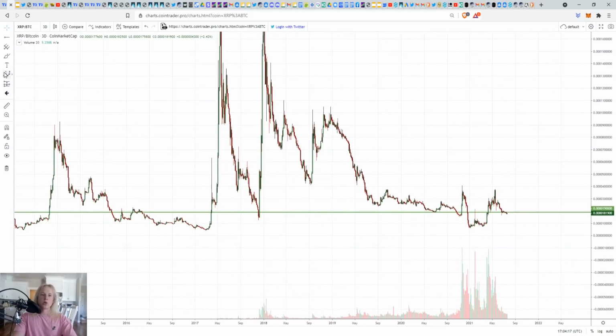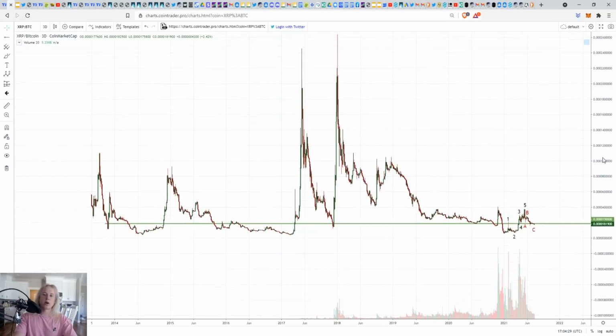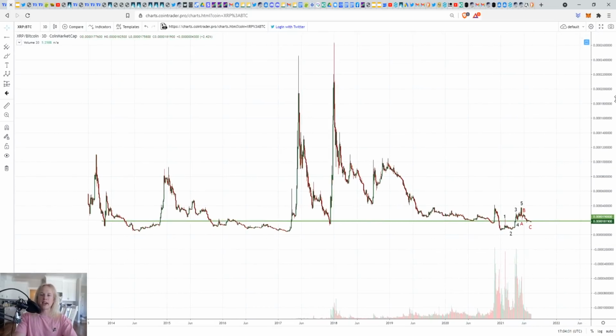Now, guys, what we can see forming here is a very clear impulse. 1, 2, 3, 4, and a 5. And then what followed was an ABC correction. A, B, C, right? So this is a very clear 1-wave impulse. Tons of new volume came in.